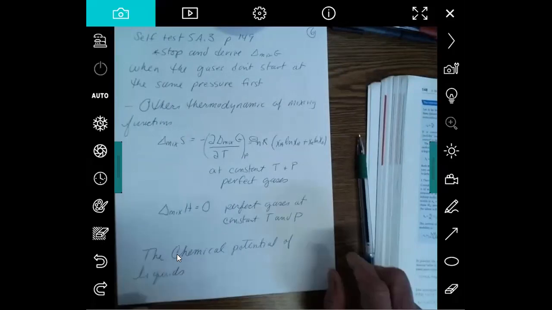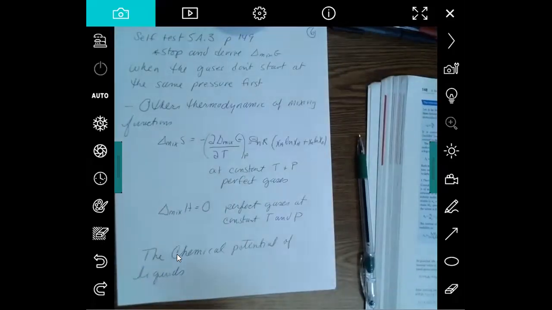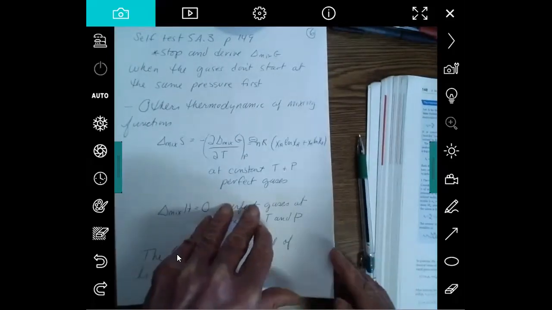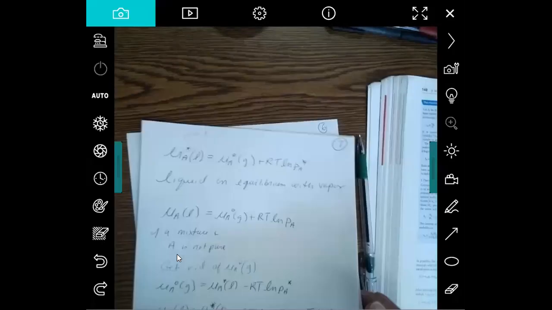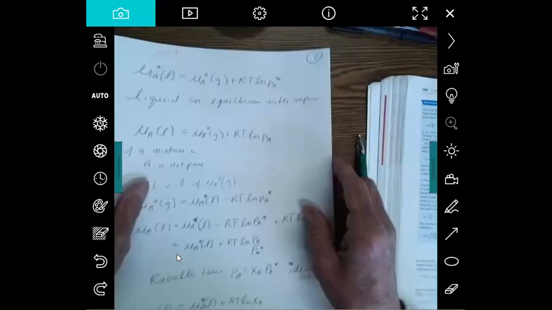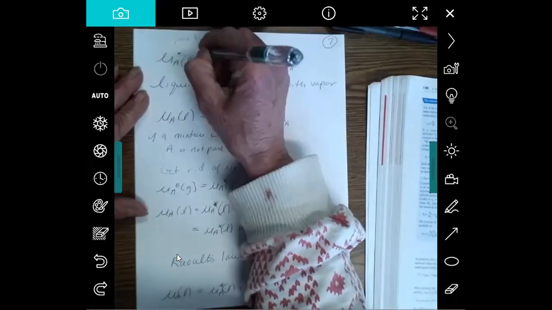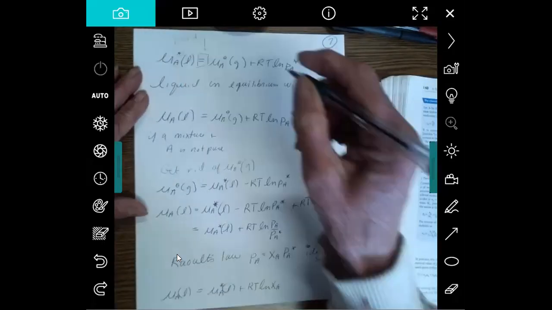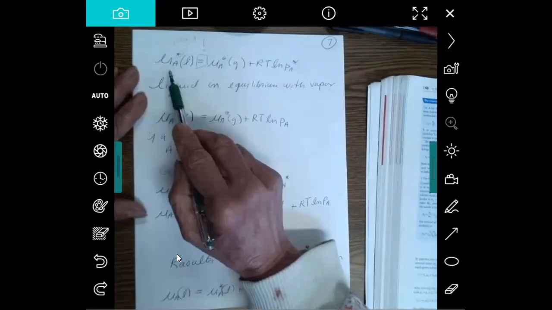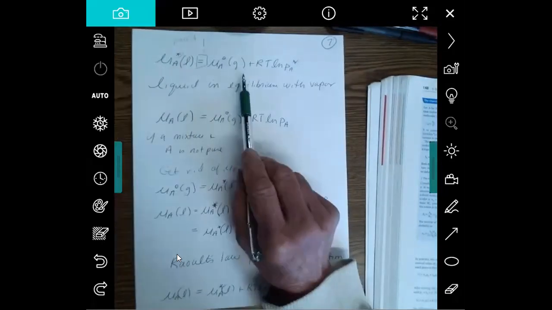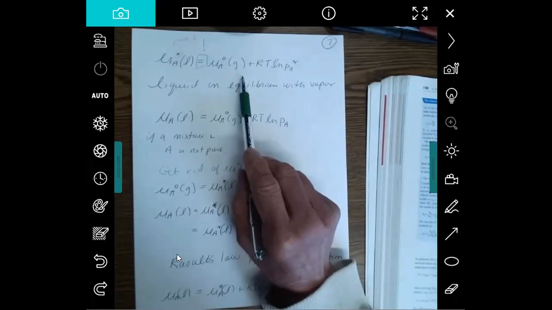So we need to be able to go from gases to liquids, and that will be the last thing we do in this topic A. What is the chemical potential for a liquid? The very important thing to think about is this right here: the chemical potential of any liquid is always going to be the same as the chemical potential of the gas that's in equilibrium with it.